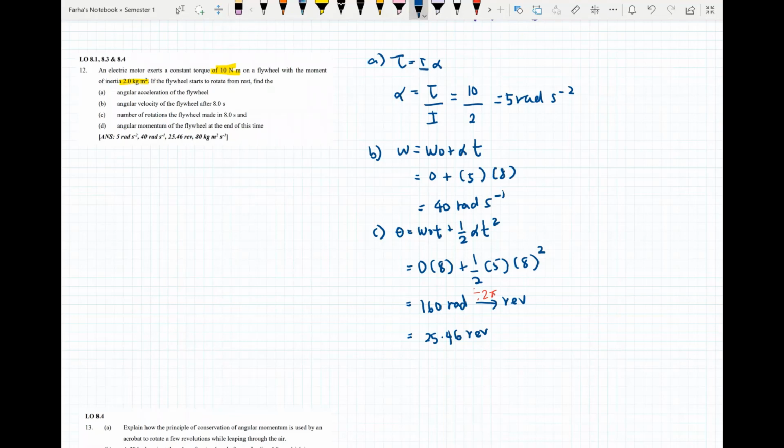Okay, to get the answer, we can use L equals I omega. So this relates to 8.4. Okay, so now substitute the values. So we will get the angular momentum is 80 kilogram meter square per second.